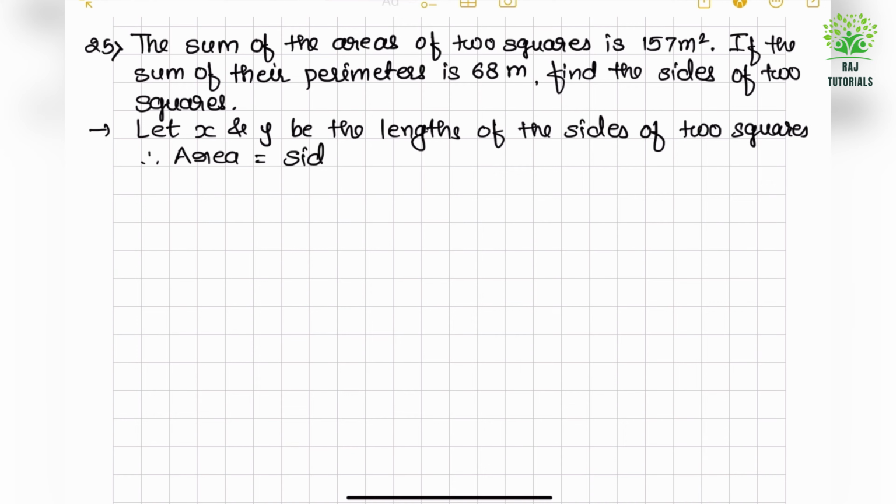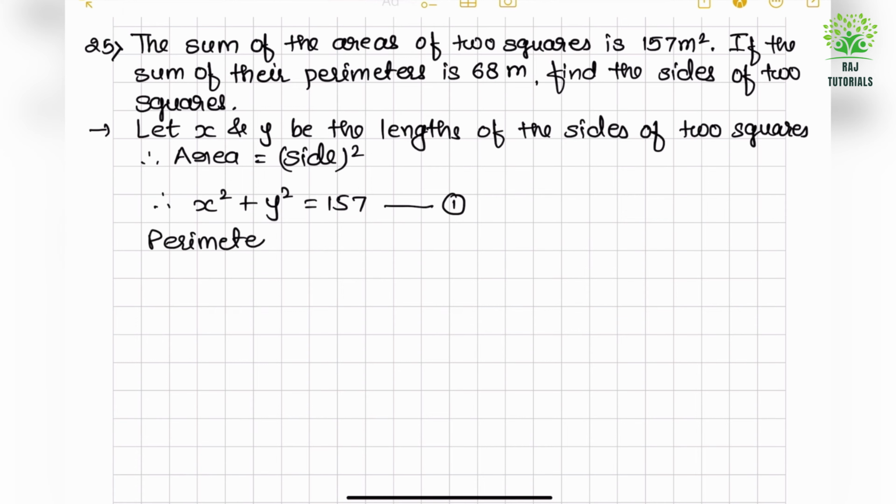Therefore, area equals side squared, and the sum of the areas will be x square plus y square equal to 157. So this I will get as the first equation. The first square's area will be x square and the second square's area is y square, and the question says the sum of the two squares' areas. So x square plus y square equal to 157.